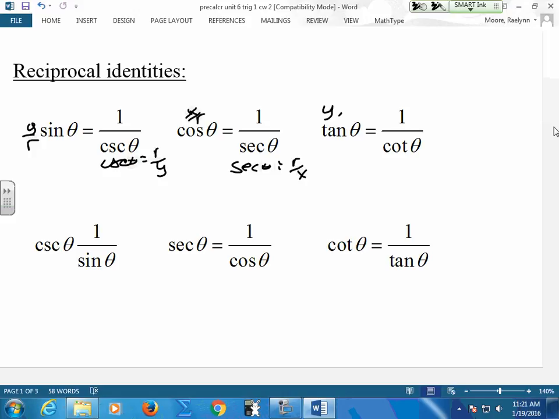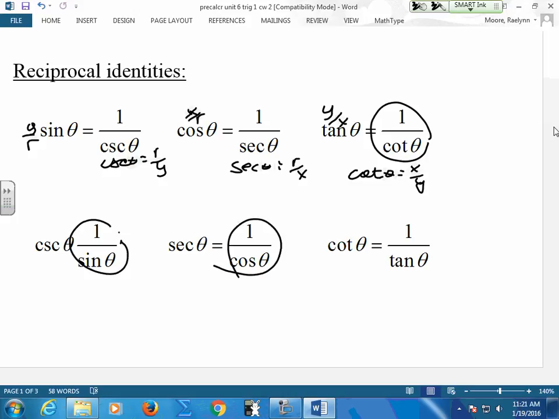Where your tangent is y over x, your cotangent is going to be x over y. It is its reciprocal, yes, and they go both ways. They write them as reciprocals because that's what it is, but we're going to do it as, just flip those over. Easiest way to get there.